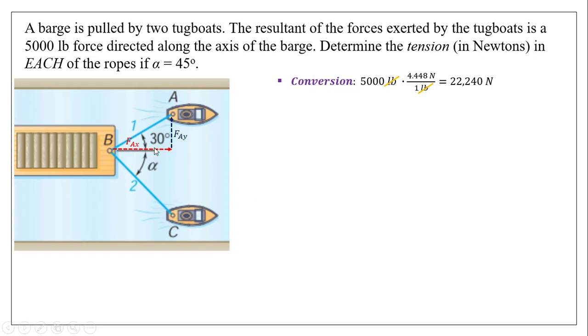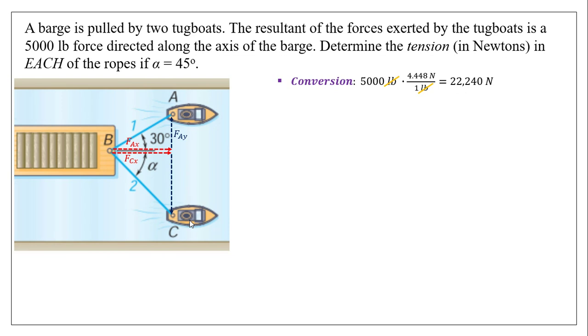So you notice here FAX is going to point to the right. FAY is going to point up because tugboat A is pulling up and to the right in the northeast direction. For tugboat C, however, in the diagram here, this is called tugboat C. The force that is pulling is in the southeast direction, so it would have to go down and to the right. So my components for tugboat C is going to be FCX, which is also pointing to the right. However, FCY is going to be pointing down because this vector, once again, the tension or the rope in tugboat C, which is called 2, is pointing southeast. South would be implying down, and east would be going to the right.